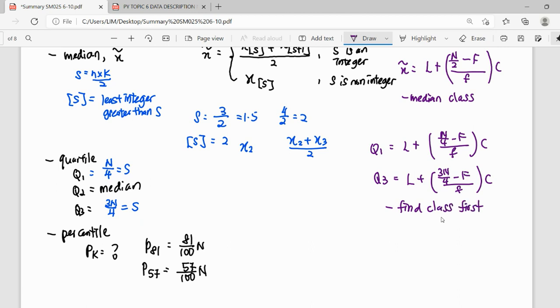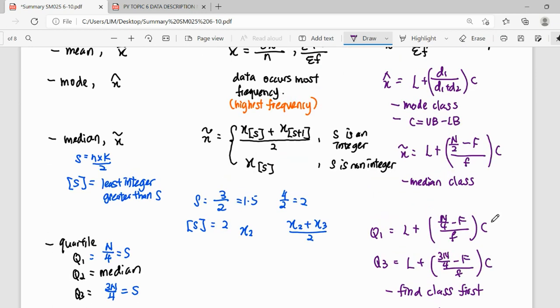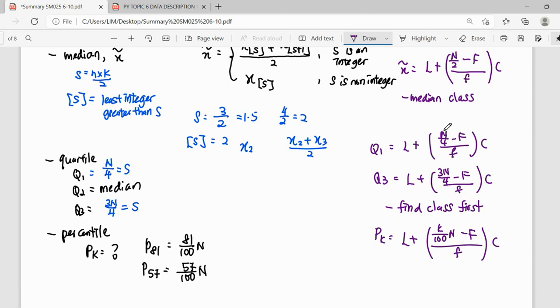So actually this topic is all about using formulas. It depends on how you're going to use your formula. So percentile, okay, percentile is still the same. Lower boundary, then it depends on which percentile you want to find. So which percentile over 100 times your n, then minus your cumulative frequency before that. So same. Okay, their formula is similar, just inside the bracket here, it differs by its position.